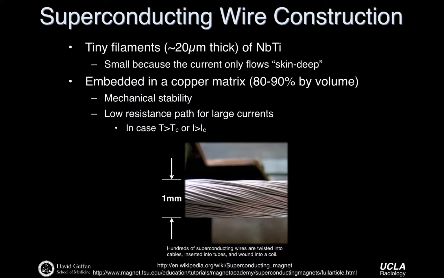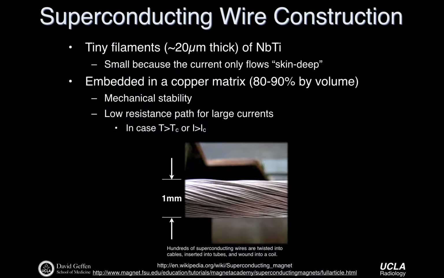superconducting capacity. And that superconducting wire that we make is then embedded in a copper matrix, about 80 or 90% by volume. And that gives it both mechanical stability as well as a low resistance path for large currents. So there will be times when the system will have very large currents when you're ramping up the system or ramping down the system. And if it's an uncontrolled ramp down, we call that a quench.